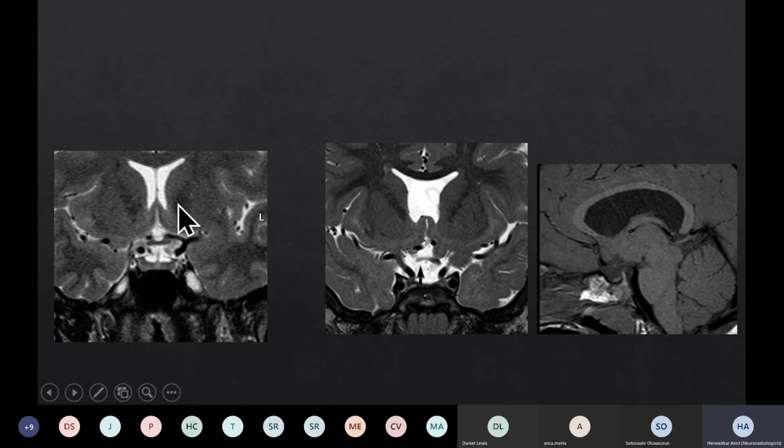And the other structure to note is the midline septum pellucidum, which separates the two lateral ventricles, the frontal horns. And here you can see the absence of the septum pellucidum. Not only that, you can see that the pituitary gland is small in size in this patient. So this patient has a condition called septo-optic dysplasia, which involves the optic chiasm, the pituitary gland, and the septum pellucidum, in a patient who has pituitary hormone deficiency, typically growth hormone deficiency.